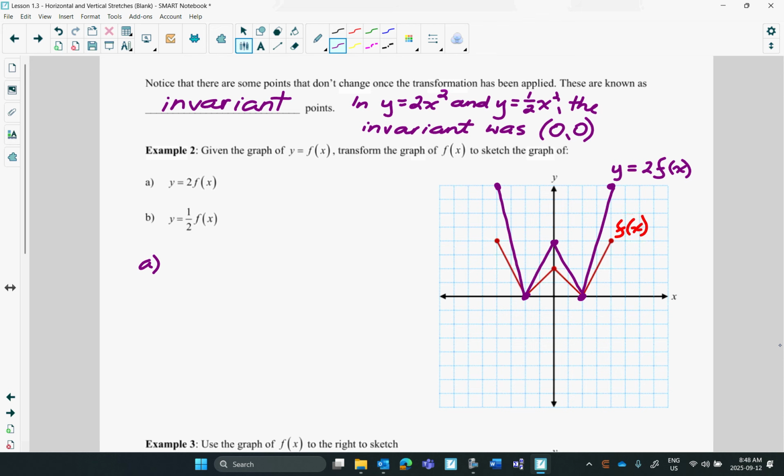So if I did mapping notation, I would do it like this. I would say, okay, all the original points are x, y. So I've got -4, 4. And I've got -2, 0. 0, 2. 2, 0. And 4, 4.